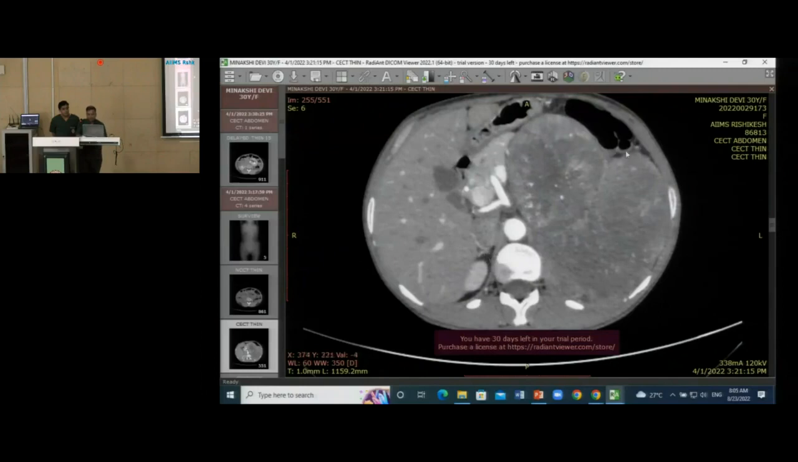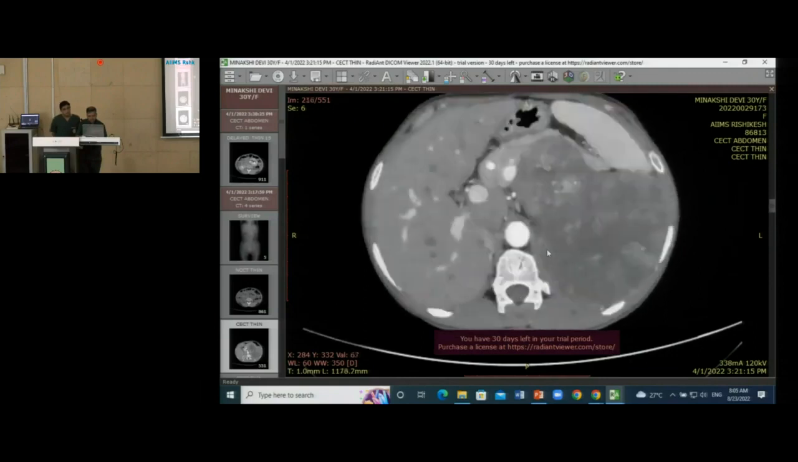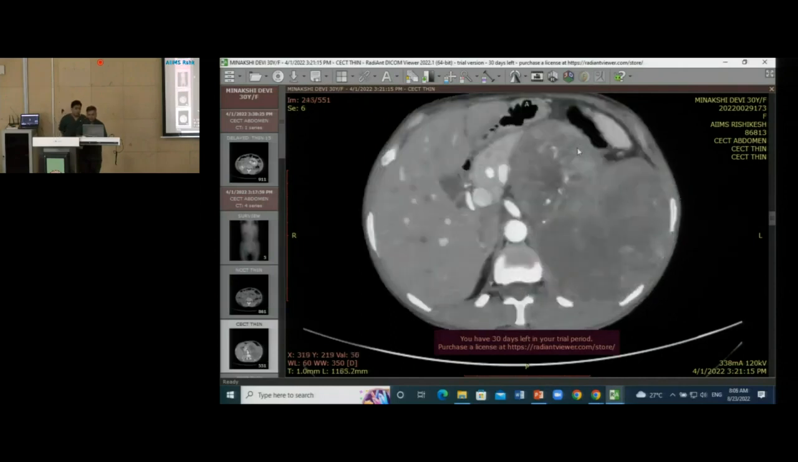Now, talking about the relation of this lesion, anteriorly it is compressing and averting the large bowel loop and adjacent small bowel loops. However, there is no significant dilatation suggestive of obstruction. Posteriorly, it is abutting the abdominal wall, posteriorly and laterally. Medially, the lesion is also compressing and abutting the tail and body region of the pancreas. However, there is no obvious infiltration.